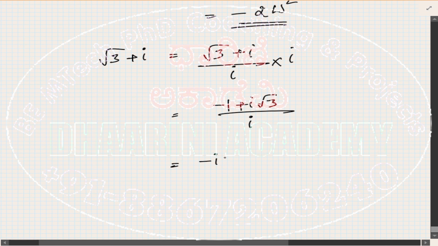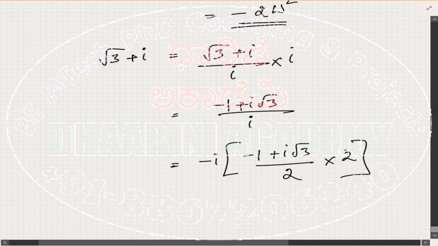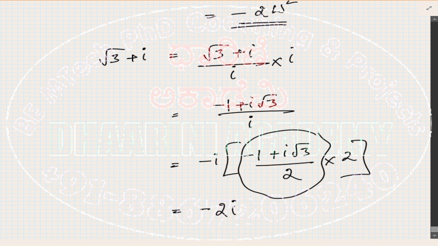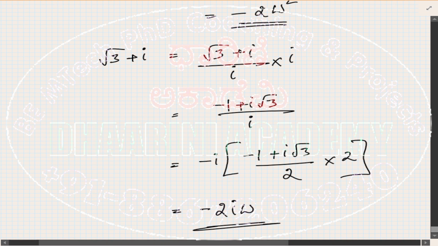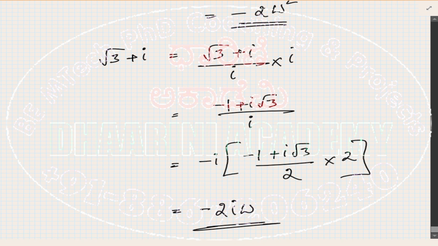So we'll write this as minus I into minus 1 plus I root 3 divided by 2 and multiply by 2. So this 2 can also be taken out. This is minus 2I, whatever is here, right? Minus 1 plus I root 3 by 2. This is nothing but omega. So you see the given number has been represented in terms of omega now. Either it will be represented as omega or omega square.